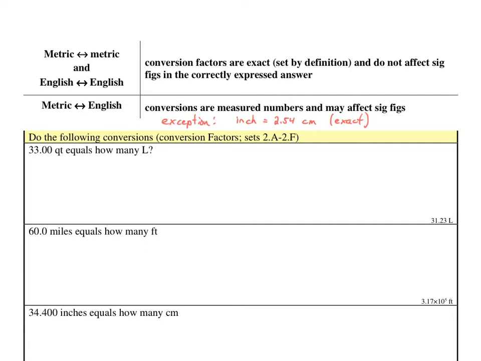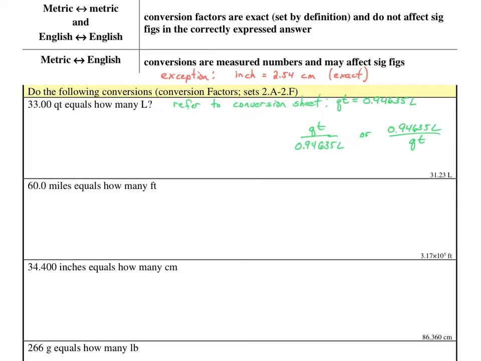There is one important exception, and that is an inch is exactly 2.54 centimeters. So this conversion will not affect Sig Figs in your answer. In this first problem, we're going between quarts and liters. So we look at our conversion sheet and we find the conversion factor between quarts and liters.